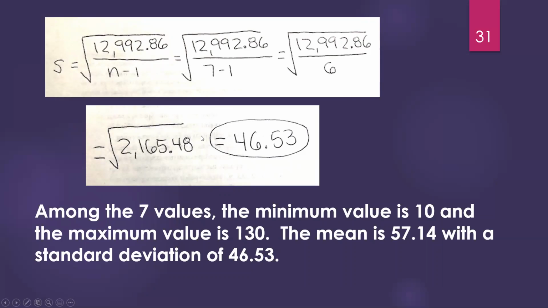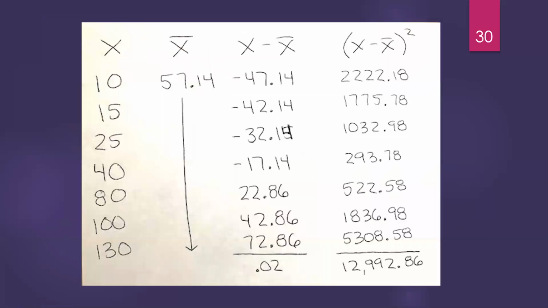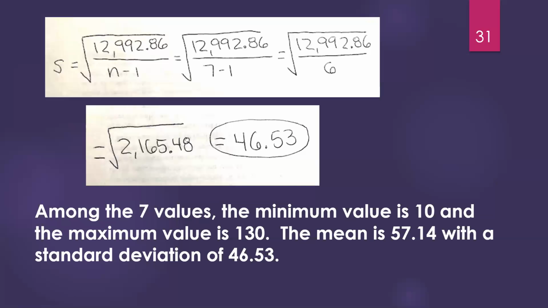Remember, turn your calculator into landscape view to get that square root button, and you should come to a final standard deviation of 46.53. If you also wanted to calculate the range for this, we would simply take the highest value minus the lowest value. So 130 minus 10 would give us a range of 120.